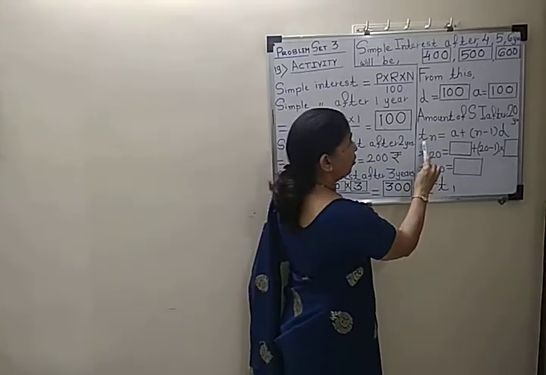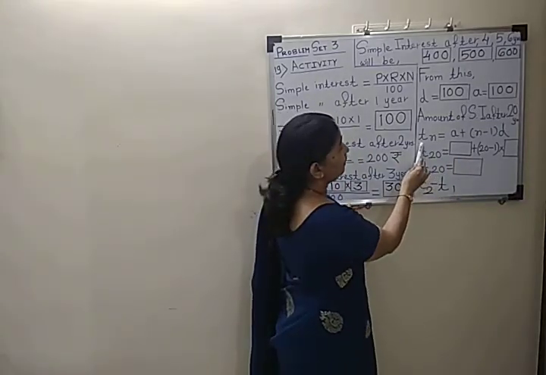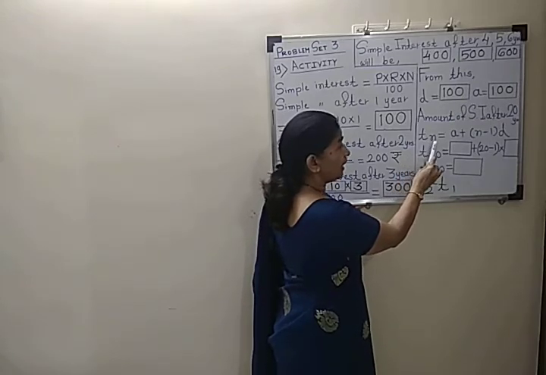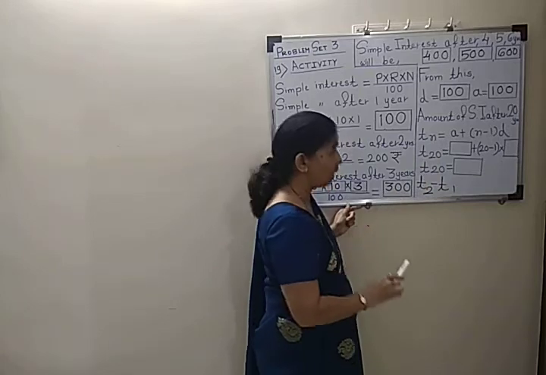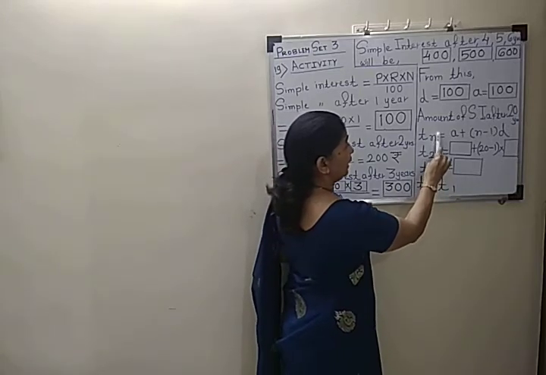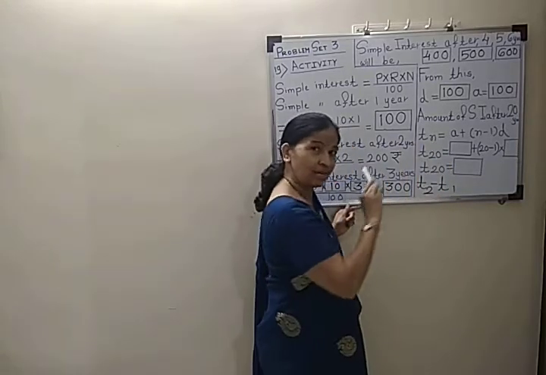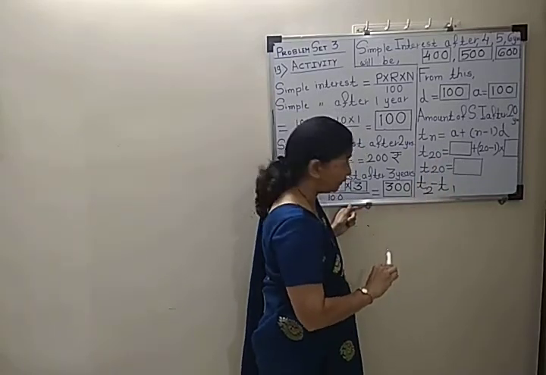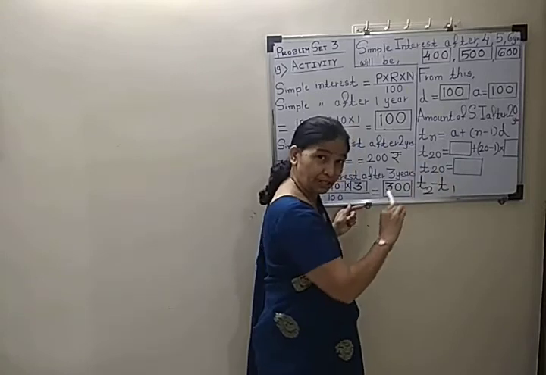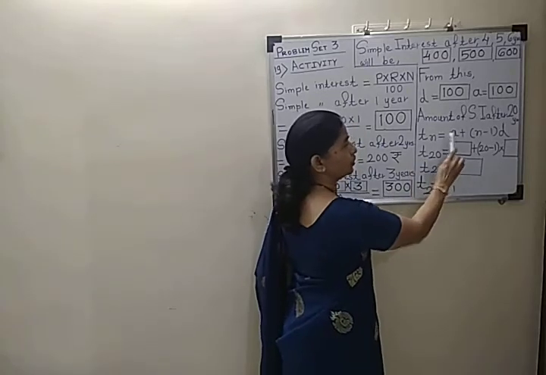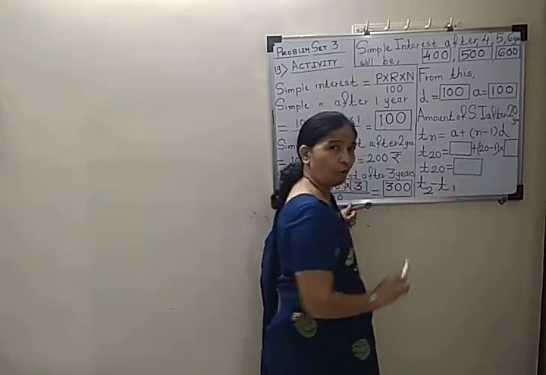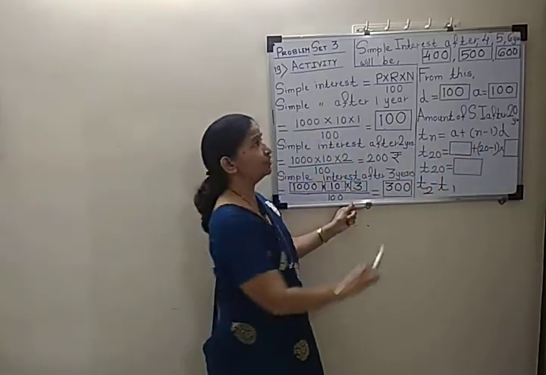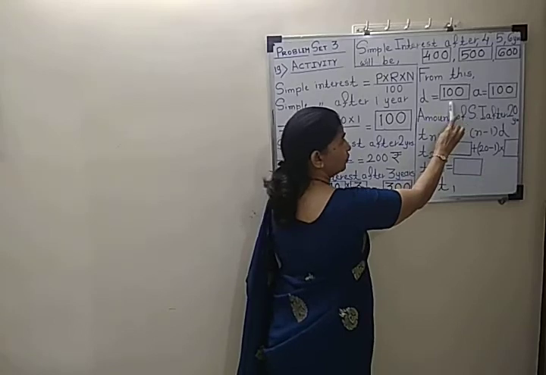Again remember, T stands for term, N stands for number, Tn whole is the last term. Then A stands for T1. A means T1 means first term. Again N for number. And D is the common difference which is always constant.